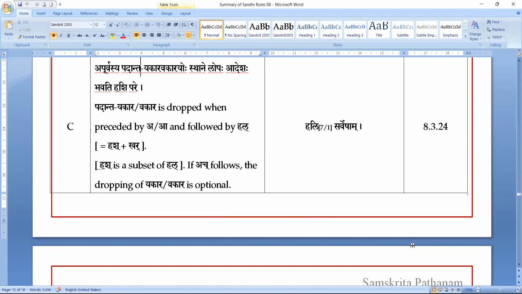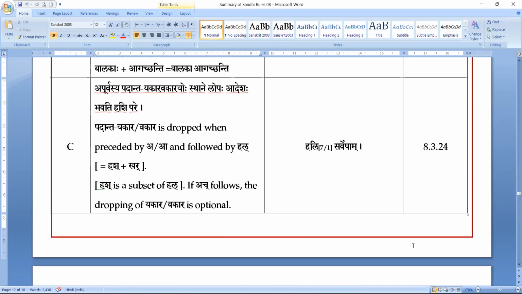I think we don't have to summarize. This is not the first time. Already we have seen it before, and the Sutram was also explained. So in Ali Sarvesha, that Yakara, Vakara is dropped. That is optionally dropped, and made compulsory when followed by Yahal.